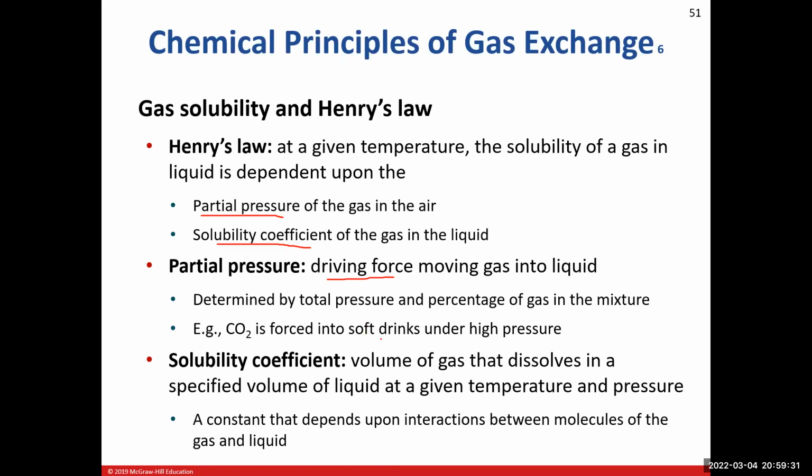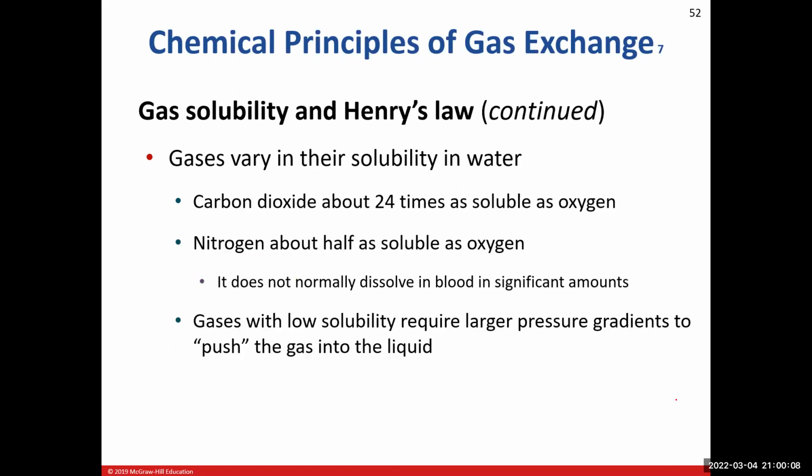The solubility coefficient talks about how much gas is going to be dissolved into a specific amount of liquid at a given temperature. Remember, Henry's law deals with a given temperature and a specific amount of pressure. This just depends on how the molecules between the gas and the liquid, whatever you're trying to force that gas into, are going to interact with one another.